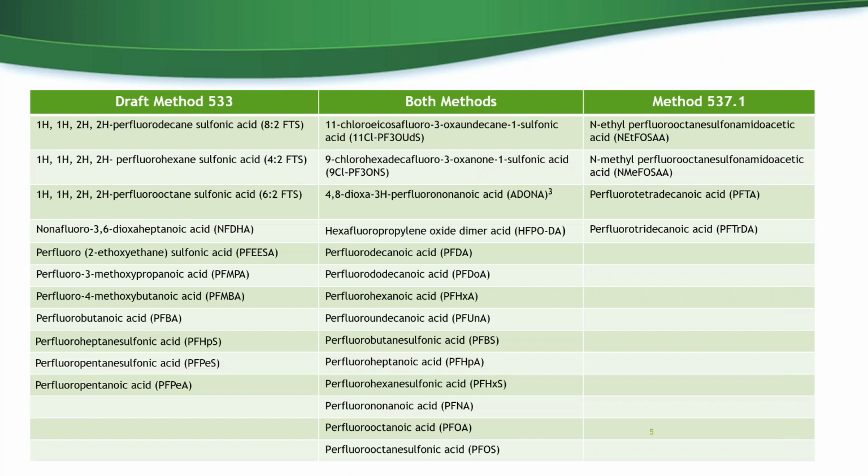And you're not expected to read all these, but it just shows roughly what is in each method. If you just look at the column for method 537.1 there, there are 2 of the legacy compounds, C13, C14, and then the N-ethyl methyl phosphate compounds. So other than those 4 compounds, 533 captures everything else that's on the list.